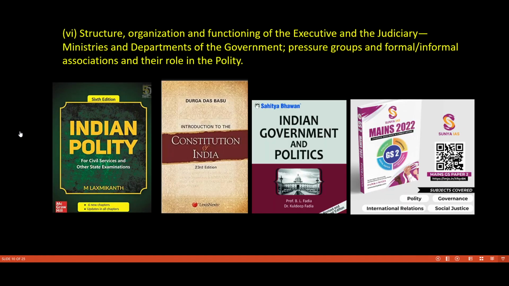Now our next topic is the structure, organization, functioning of executive, judiciary, ministries, and departments of the government, pressure groups, formal and informal, and their role in the polity. So it is definitely not given in DD Basu. Indian polity new editions definitely covers pressure groups, formal and informal associations. Everything has been covered. Ministries and departments of government have also been covered, but it is very basic, and the questions that are asked are related to current affairs.